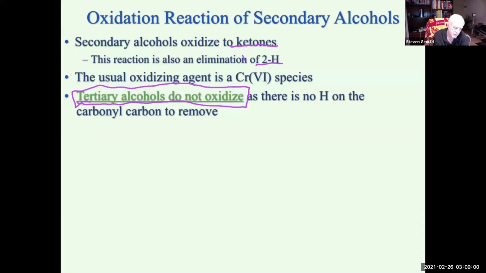Remember, a tertiary alcohol is going to be like CH3, CH3, CH3, C, OH. So we take away this hydrogen, and there's no other hydrogen to take away. You can't do it. There's no other hydrogen attached to this carbon. So it's impossible to take two hydrogens away. So they don't oxidize. So primary alcohols oxidize to an aldehyde. Secondary alcohols oxidize to a ketone. Tertiary alcohols do not oxidize. There's no hydrogen to get. It's impossible. You can't take it away if it's not there.